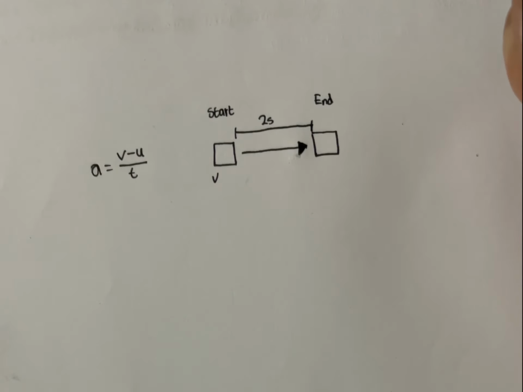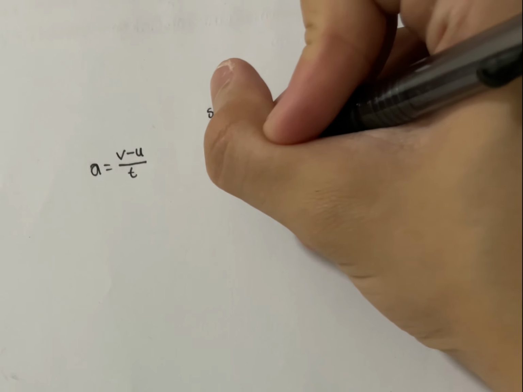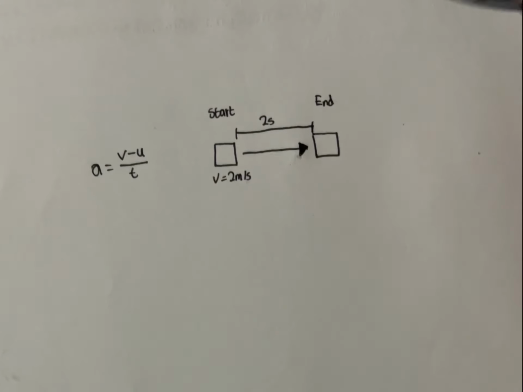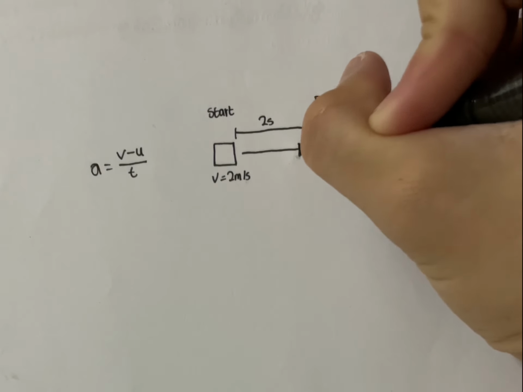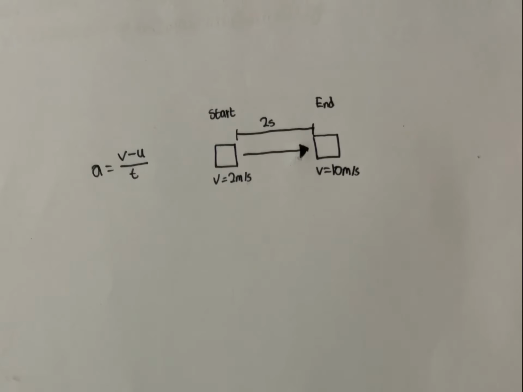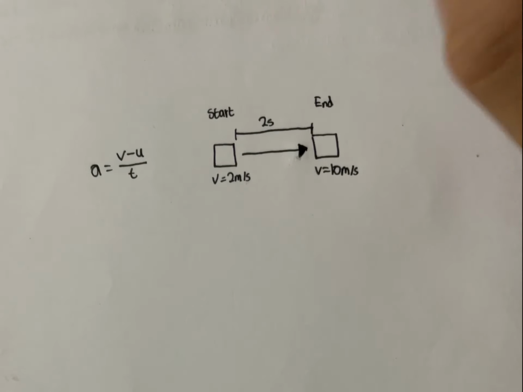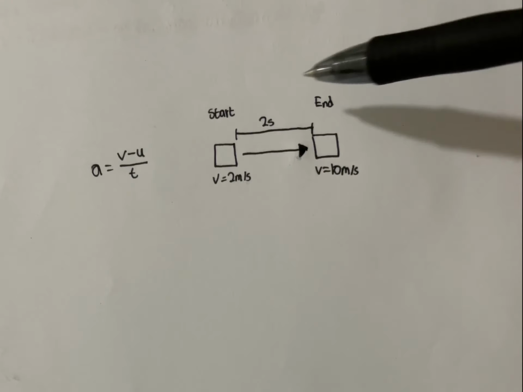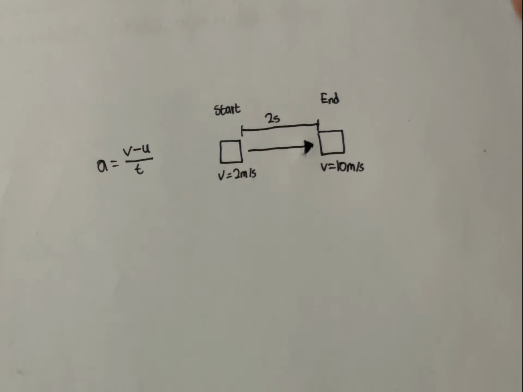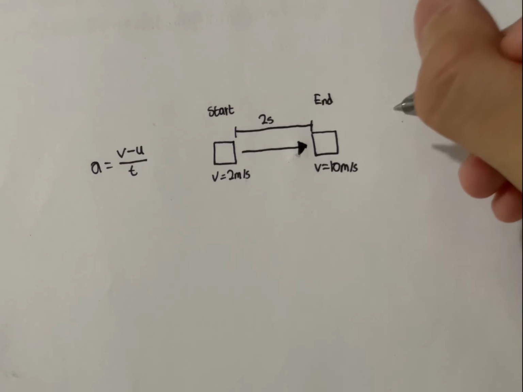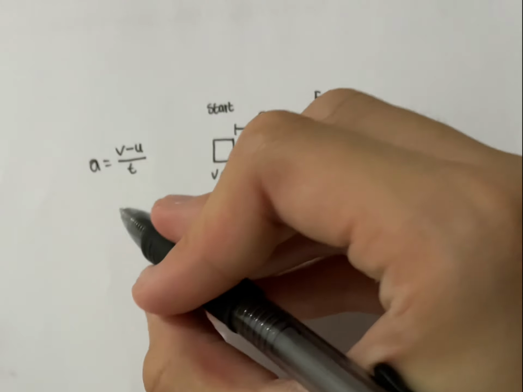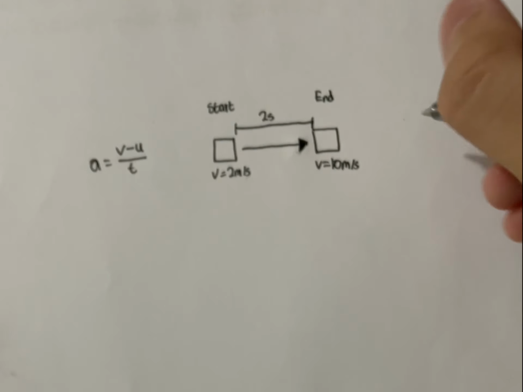and at the start, its velocity would be, for example, 2 meters per second. And let's just say its end velocity would be 10 meters per second. How do you think we'd calculate acceleration then? I'll give you some time to think. Alright, so if you can figure out a way to plug all these values into this formula, then you'll be able to figure out acceleration. So it's actually quite simple.